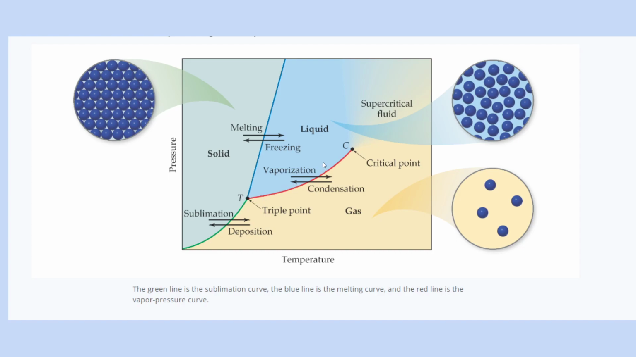They are always typically the same color. So the green is always the sublimation curve, the blue is the melting, and the red is the vapor pressure. This is where the phase changes are in equilibrium. So at the sublimation curve, sublimation and deposition are occurring in equilibrium, and it's the transfer of phases, pretty much. The phases are changing.